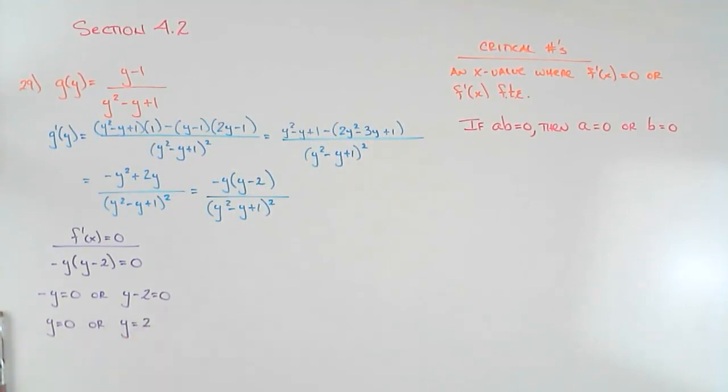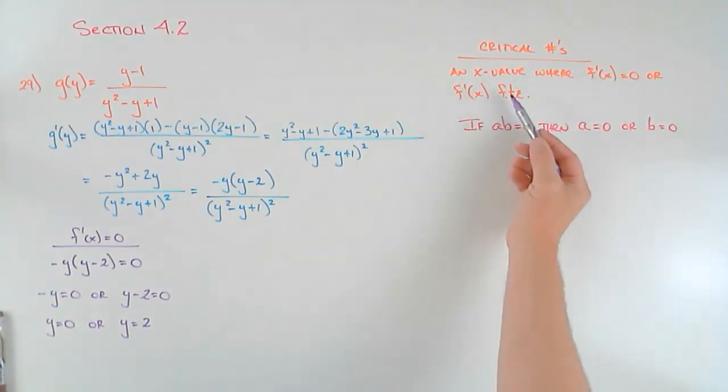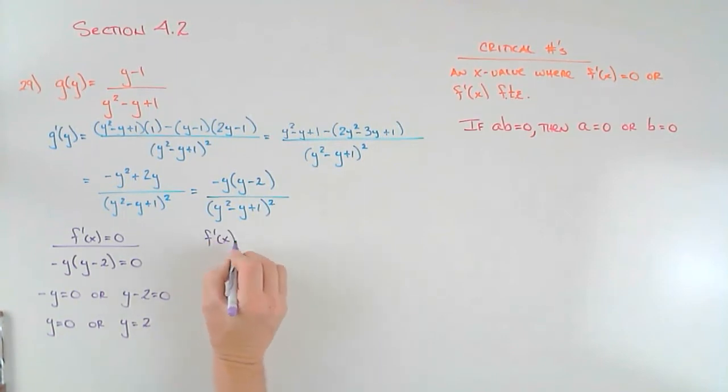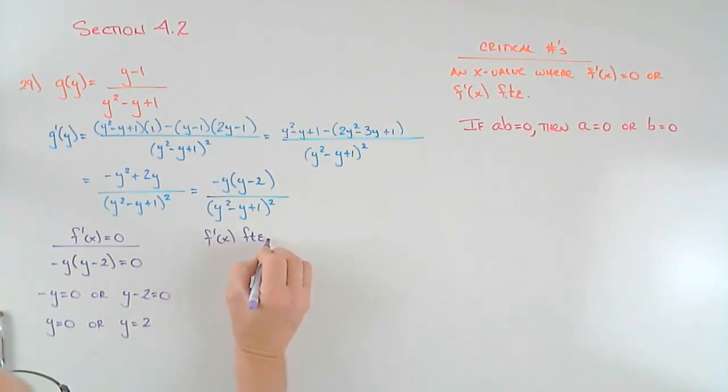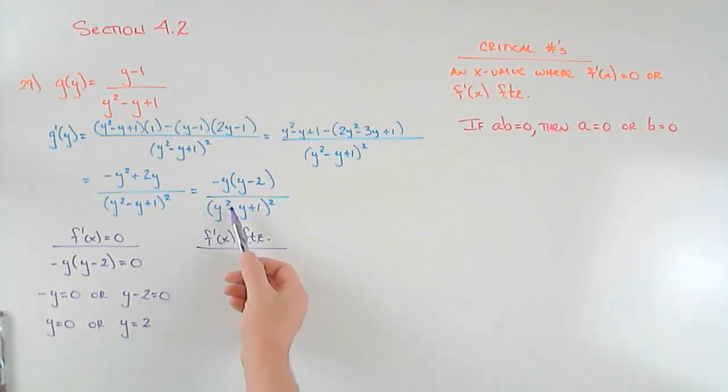But remember, there are 2 steps for looking for critical numbers, not just where the derivative equals 0, but where the derivative fails to exist. So we're going to do our work and see where this fails to exist. Now we do have a quotient here. Remember, quotients fail to exist when the denominator equals 0. So we're worried about y squared minus y plus 1 equals 0.